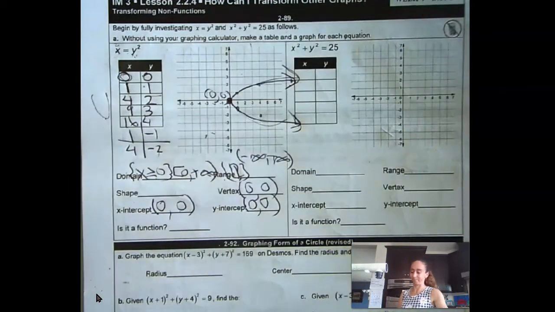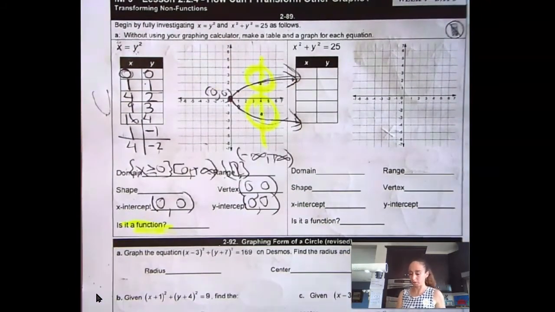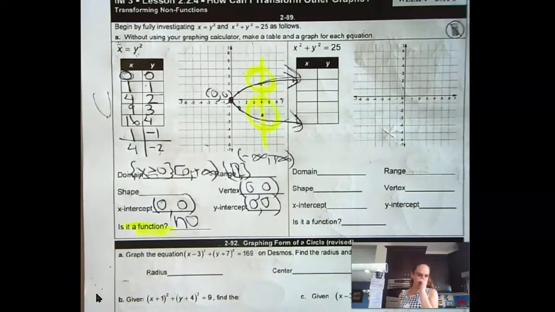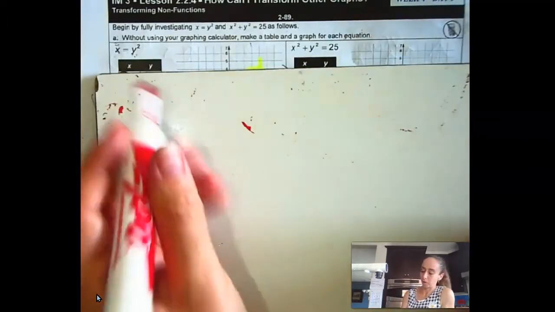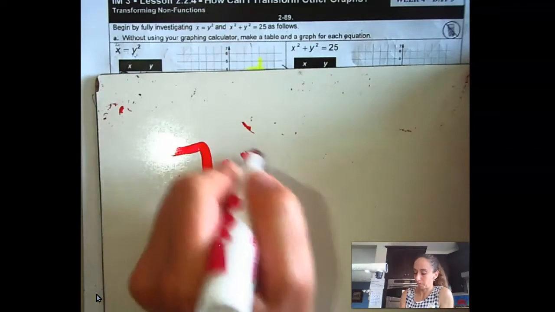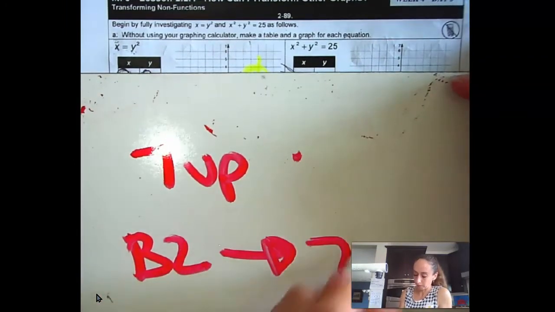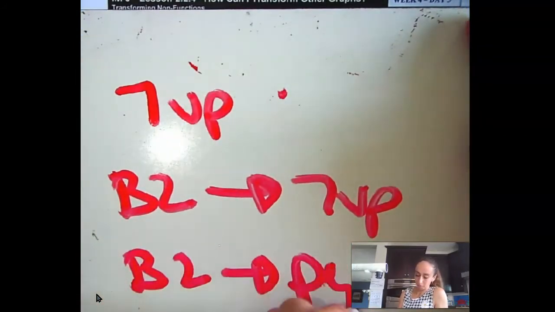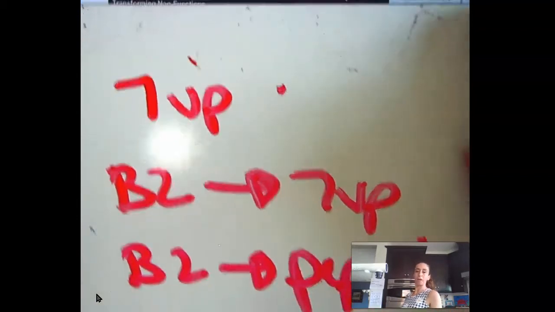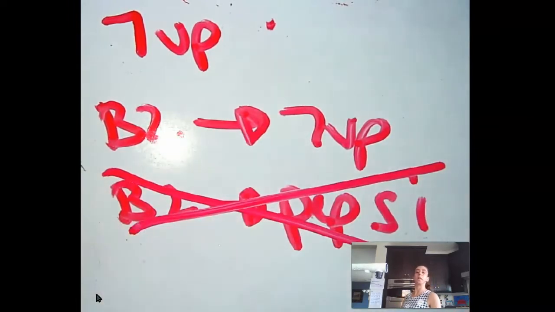Is it a function? If I draw this, it is not a function. Because, let me give you an example. I don't know if you remember a long time ago, probably in IM1, they did the whole soda machine. And let's say I wanted a soda and I wanted 7-Up. Okay, so I pressed B2 and I got 7-Up. But then I pressed B2 the next time and I got Pepsi. What's going to happen if I press the exact same button, but I get something else? I'm going to be moody. That machine does not work.